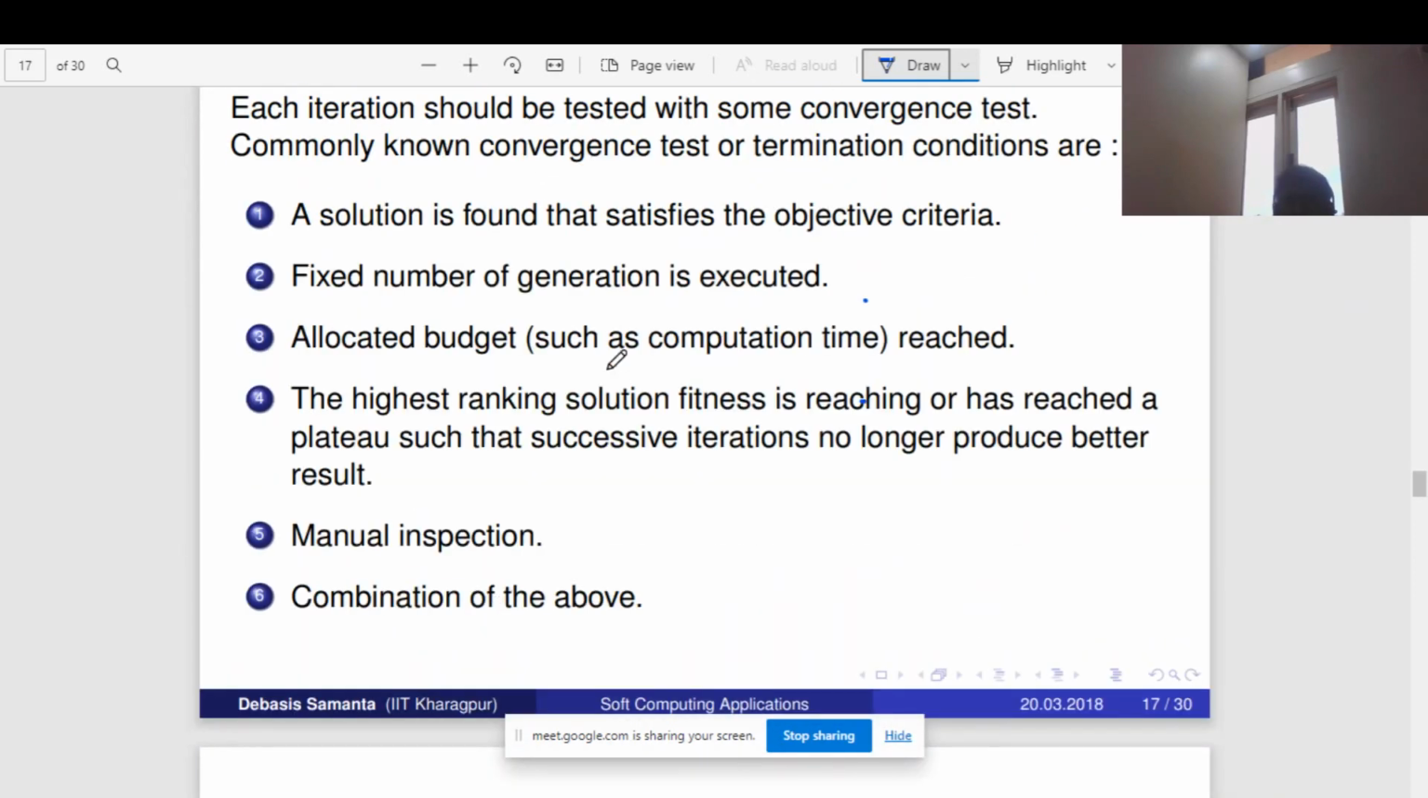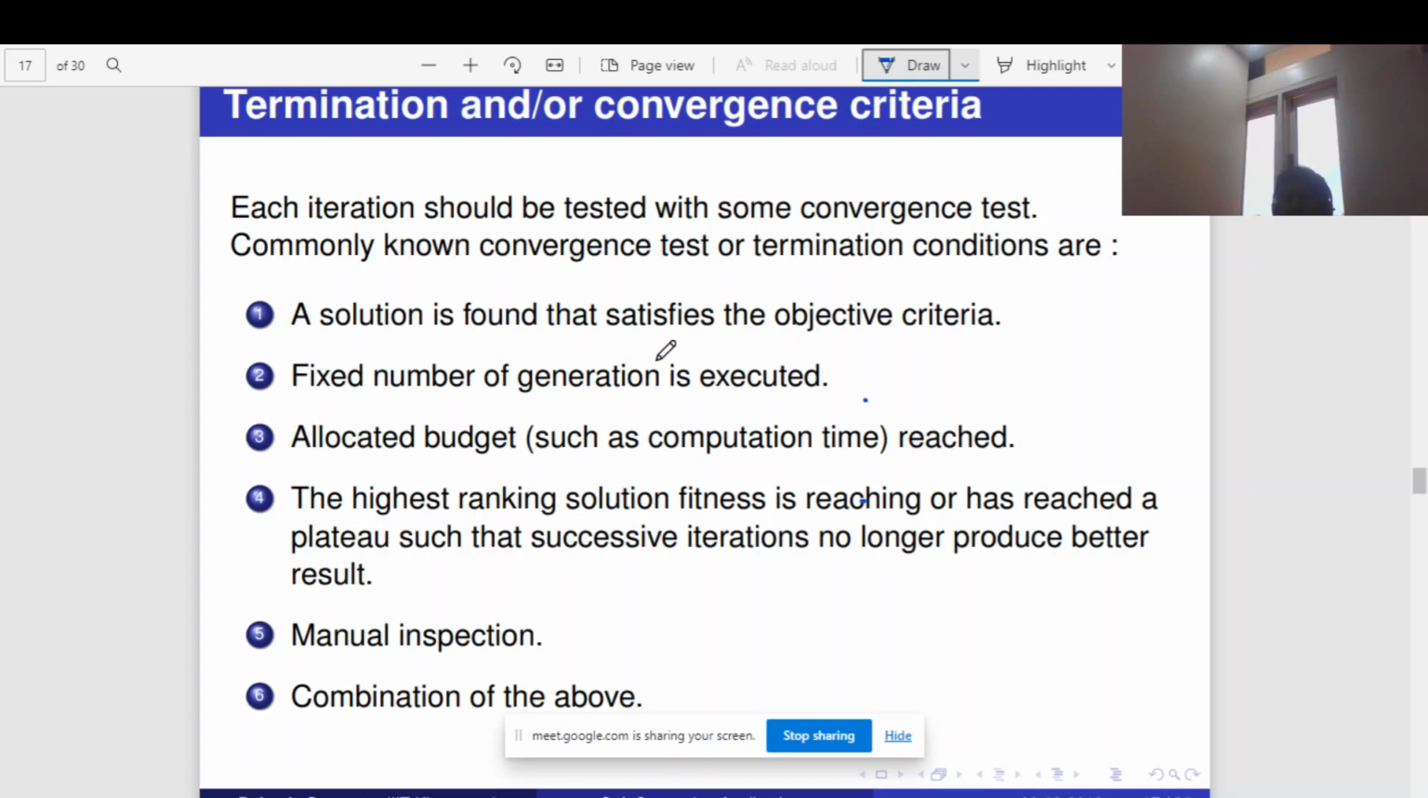So here is a list. All these are the situations used to decide the convergence criteria. You cannot say that there is one rule. It varies with the problem, with the computational power, with several factors. So this is one situation under which convergence may happen: a solution is found that satisfies the objective criteria. Some objective criteria was there, you found a solution which satisfies that, so then you stop.